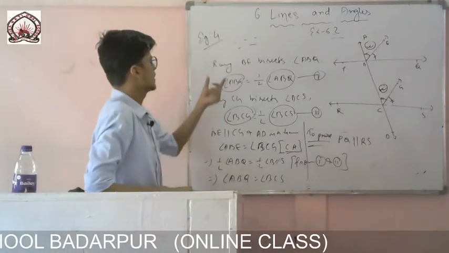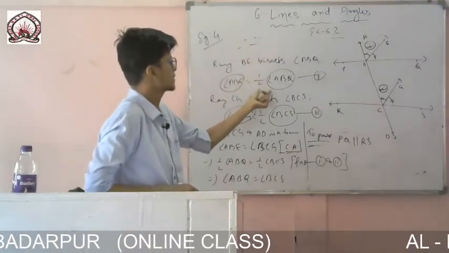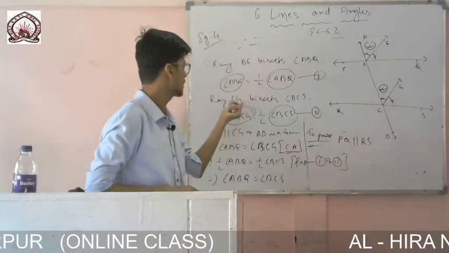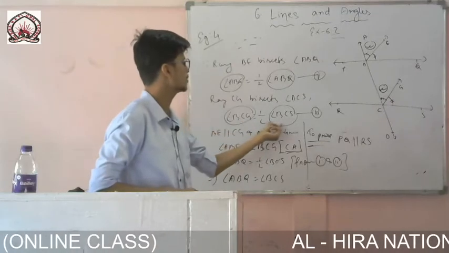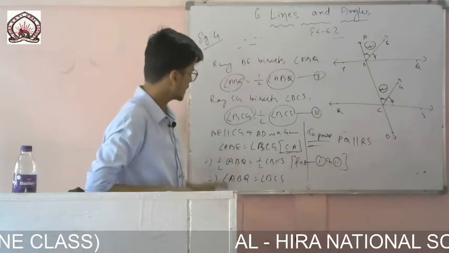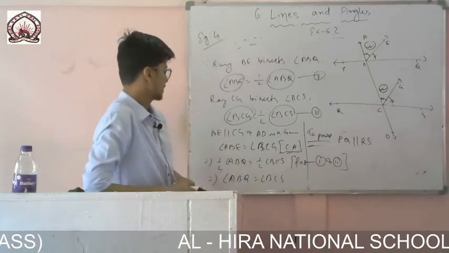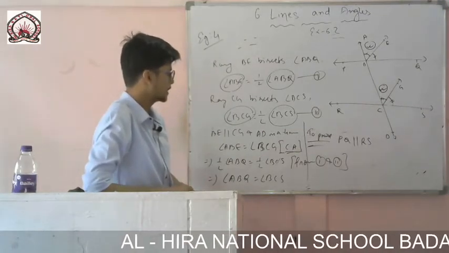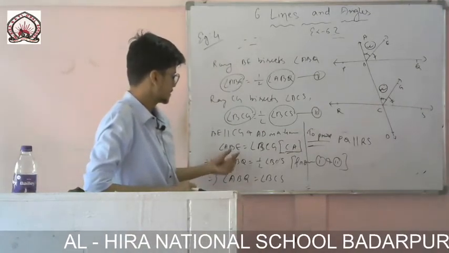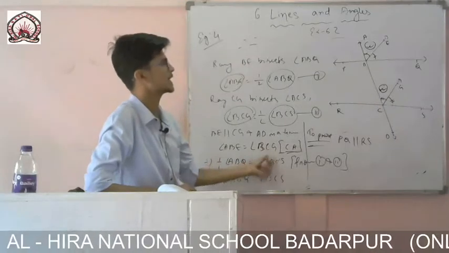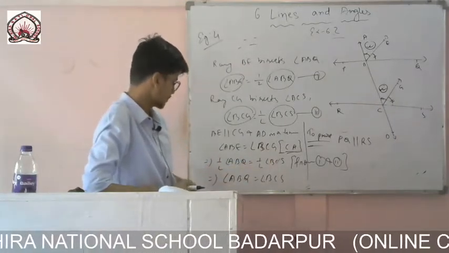What I have done? I have written BE is the bisector, and this one is equal to half of that angle. CG is a bisector, so this angle will be equal to half of that angle. After that, it was given in the question that BE and CG are parallel to each other, and AD is a transversal. So that means this angle will be equal to that angle, because the reason is corresponding angles.